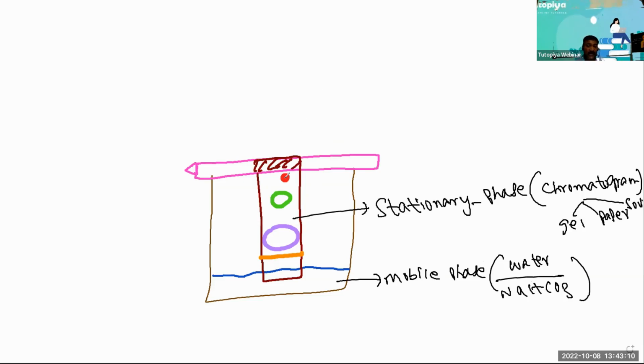And the other one is our test ingredient, the test substance or the solute. This is our solute. This also we require. It should be soluble in that water, in that mobile phase or in the sodium hydrogen carbonate. You'll understand it better when I show you the real-time activity for this also.